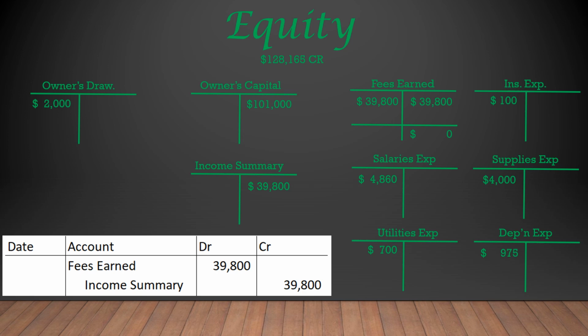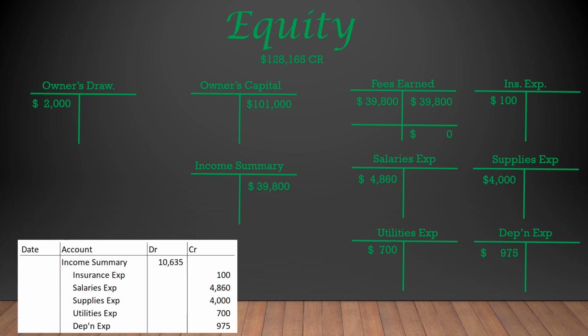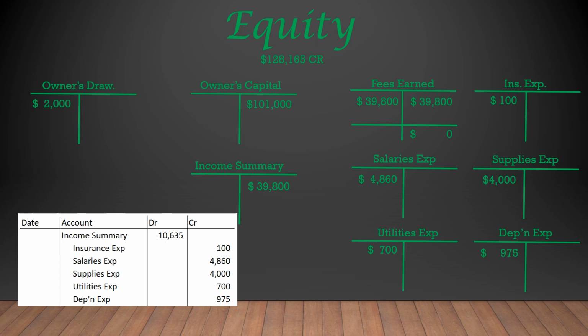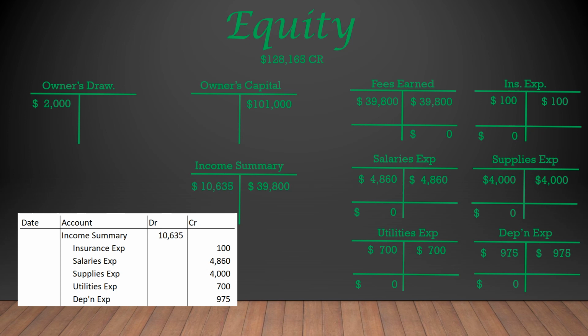Next, we'll do the same thing with our expense accounts. Our expense accounts carry debit balances, so we'll book this entry. We'll credit each expense account for its balance, resulting in a zero balance. Income summary gets a debit equal to the sum of all of our expense account balances. The new debit in income summary nets against the previous credit we booked there, and we have a net credit balance of $29,165.